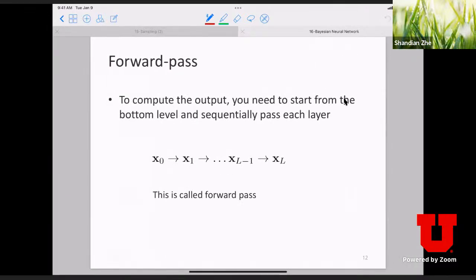So to compute the output, through the definition, you need to start from the bottom level, which is the input layer, and sequentially go through each layer. You start from the input layer x0, and then through linear transformation and nonlinear activation function, you get to the neurons at layer 1, denoted by x1. And then do linear transformation, nonlinear activation to get x2, until you reach the output or the prediction xL. So this is called a forward pass.